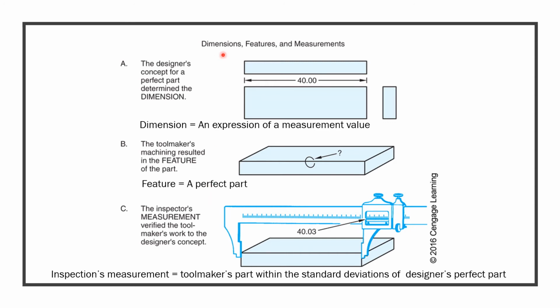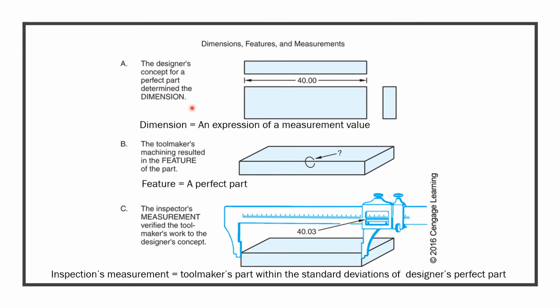Alright, so dimension, features, and measurements. These are just the terms that we use in the measurement system, so you have to know these terms. I already mentioned what dimension is to you. So let's go back to our common term. Dimension is an expression of a measurement value. Just an expression.